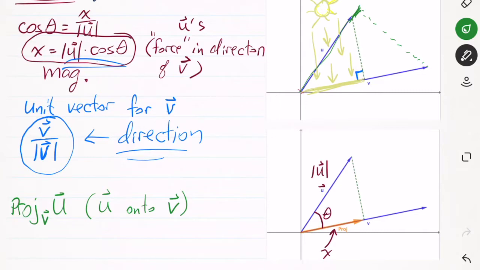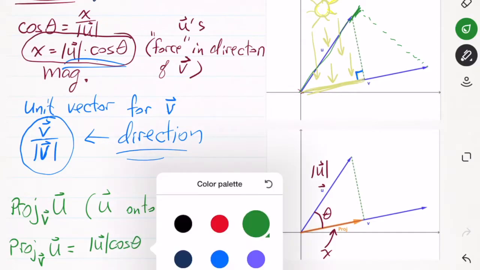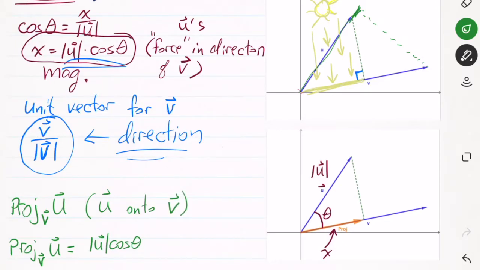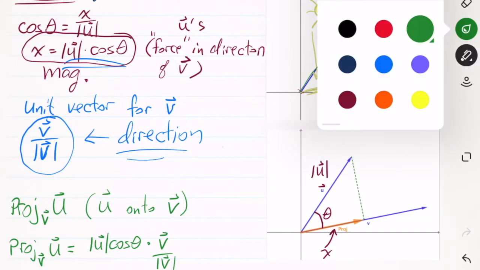Okay, so then this projection of u onto v is going to equal the product of the two things that I have up here. So I have the magnitude of u cosine of theta times a unit vector, so times the vector v over the magnitude of v. That doesn't seem very nice. All right, so let's neaten it up a little bit.